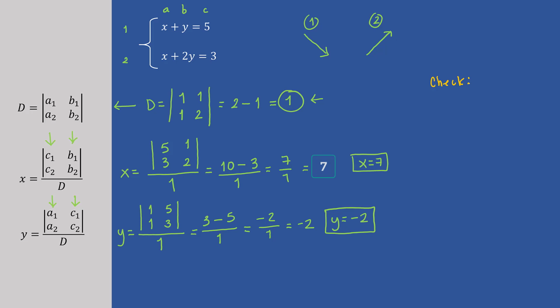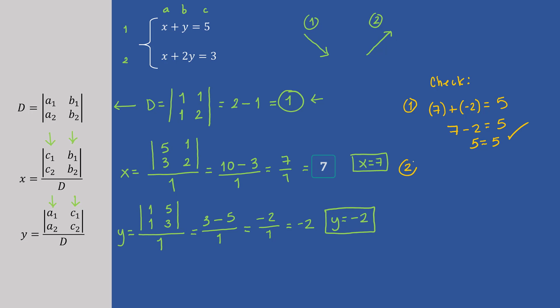Let's start with our first equation. Our first equation says that x, which is 7, plus y, which is minus 2, should be equal to 5. Plus minus, positive times negative becomes negative. So 7 minus 2 equals 5. And 7 minus 2 is 5. 5 equals 5. Yes, we are correct.